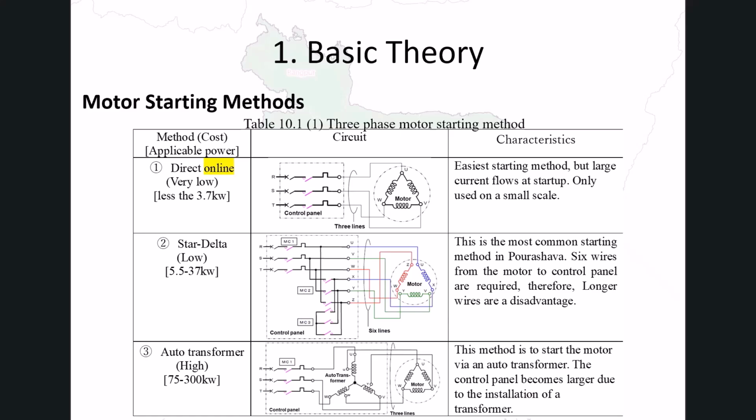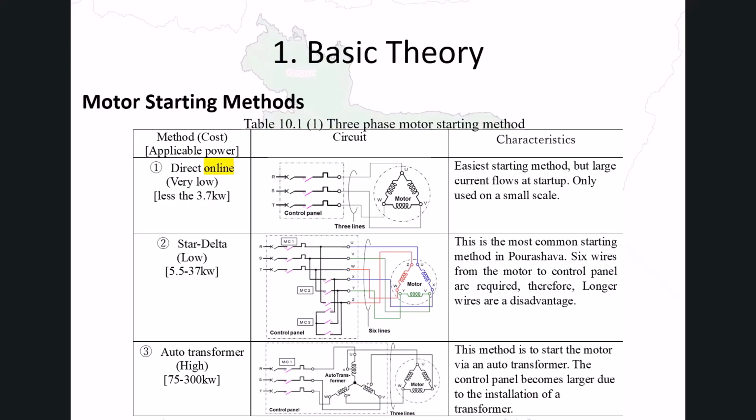First, direct online starting is the simplest and lowest cost starting method, in which the motor is started by directly connecting it to the power supply. This method has a very simple circuit configuration and requires only a small control system. However, a large inrush current flows at startup. Therefore, it is mainly used for small capacity motors, typically less than 3.7 kW.